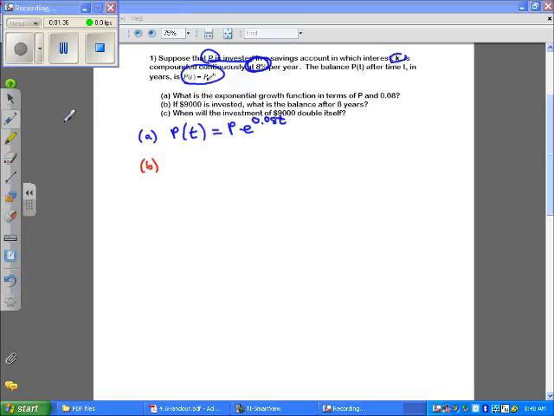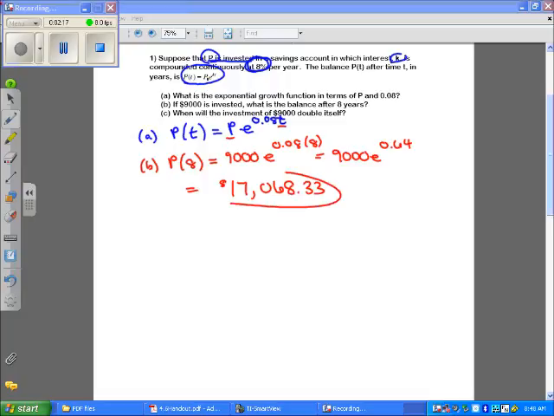Okay, so they gave us the 9,000. 9,000 is P, and they also gave us the time. The time is 8 years. So let's go ahead and put that information in here. Again, the amount that we put in is $9,000, and it's E to the 0.08T, 8 years. If we simplify that, it's 9,000 E to the 0.64, and if you punch that in your calculator, we come up with an amount of $17,068.33 if we round. Okay, so that answers part B.